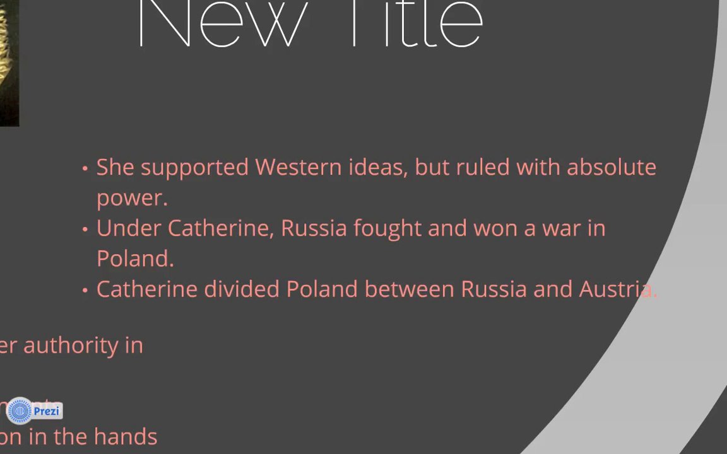Now, under Catherine, Russia is going to fight a war against Poland, and they're actually going to win. What Catherine decides to do is divide Poland between Russia and Austria, which is going to create an alliance.